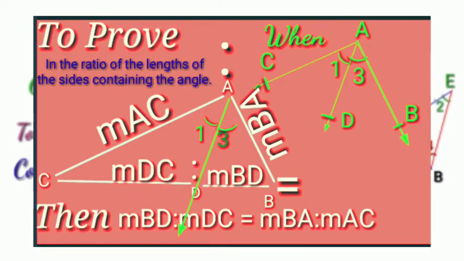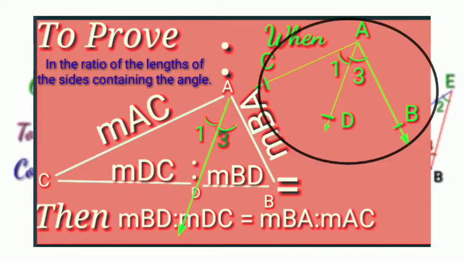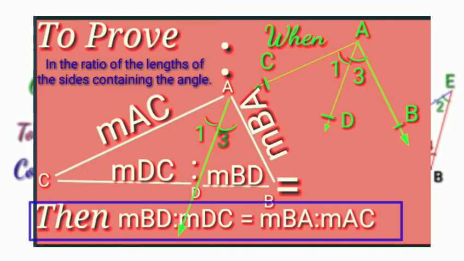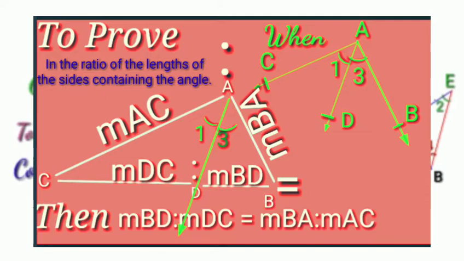In triangle ABC, when angle bisector AD divides the angle into two congruent angles, angle CAD and BAD, at that time the opposite side BC is also divided into two parts, BD and DC. This divided side ratio is equal to the ratio of the lengths of the sides containing the interior angle A. So measure BD ratio measure DC is equal to measure AB ratio measure AC.